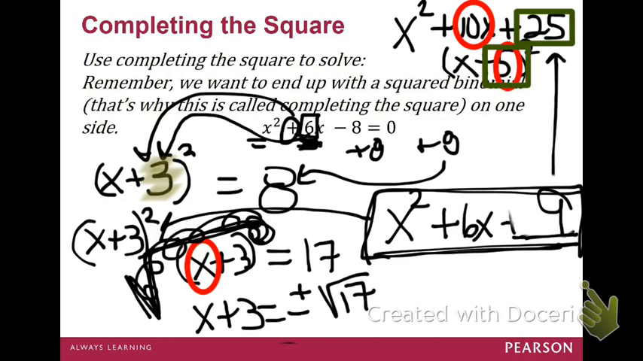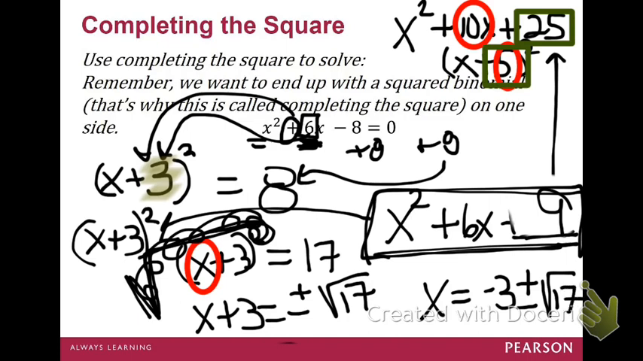Is my x by itself? No, it is not by itself. How am I going to get it by itself? It's being added by 3, so I need to subtract 3. So now my final answer is going to be x is equal to negative 3 plus the square root of 17 or minus the square root of 17.